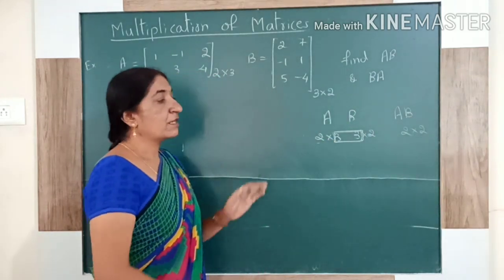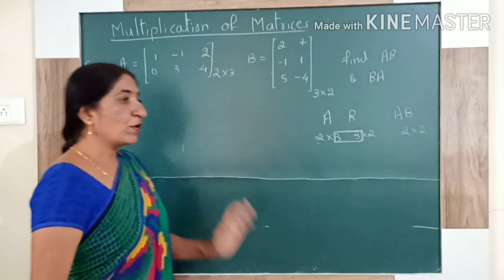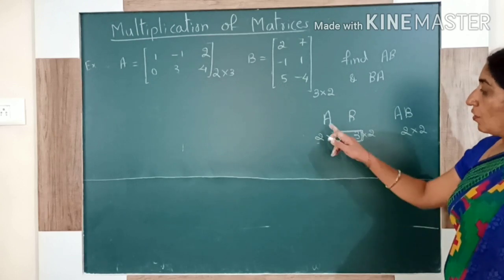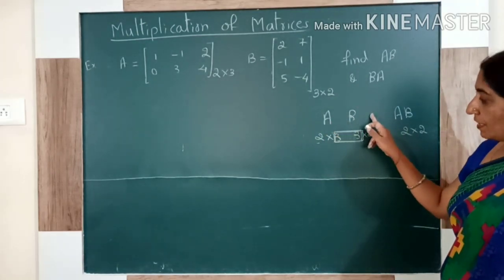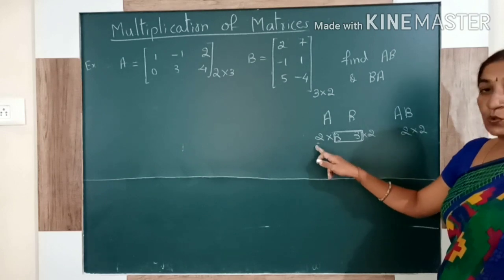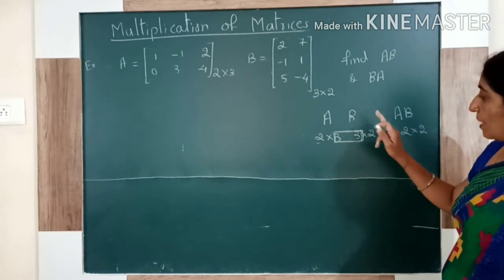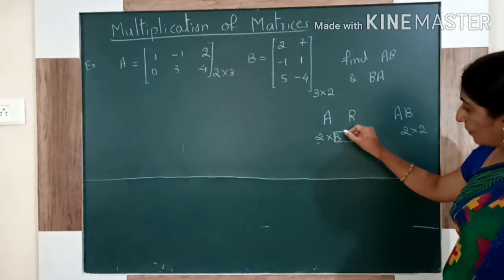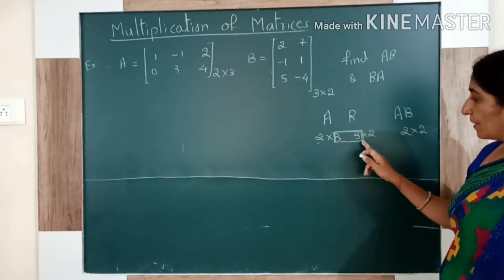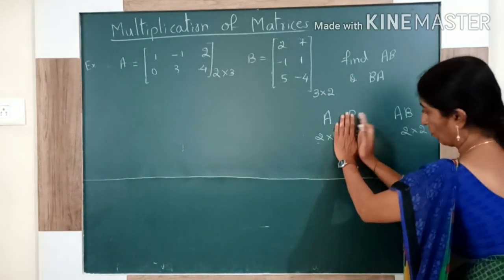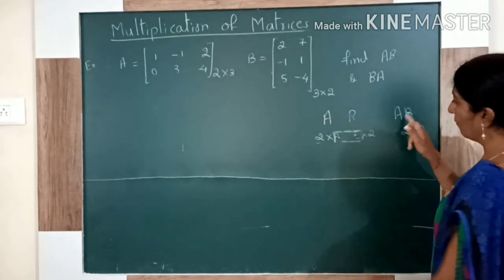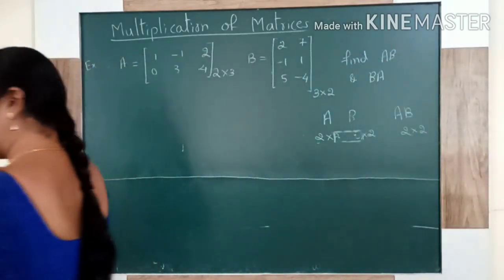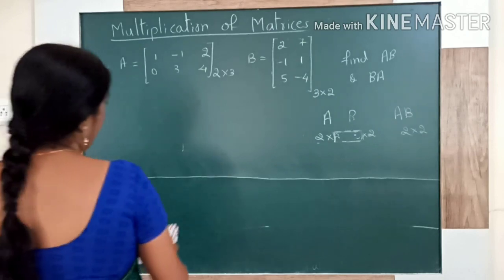Is it clear? Once again I am explaining. When you are going for multiplication of matrices, just observe the order. On the side, write down matrix A and B. Matrix A has order 2 by 3 and matrix B has order 3 by 2. After writing this, these two numbers will be equal, and the resulting matrix AB will be of order 2 by 2. Is it clear? In every example like this I will go on explaining the basics.